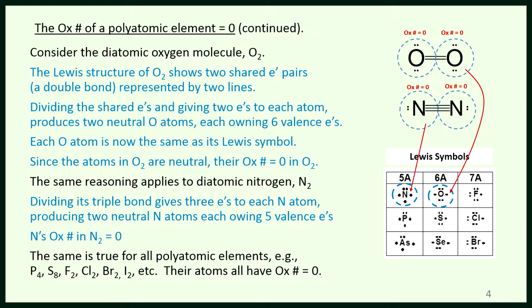The same is true for all the polyatomic elements: tetraphosphorus, octasulfur, dichlorine, difluorine, dibromine, diiodine. All their atoms have an oxidation number equal to 0.